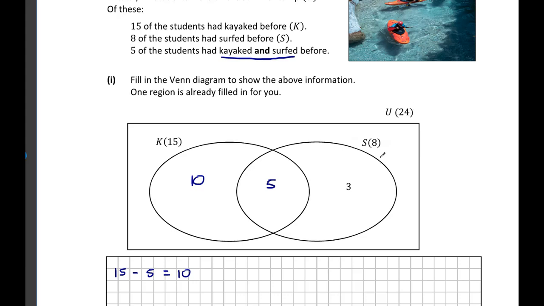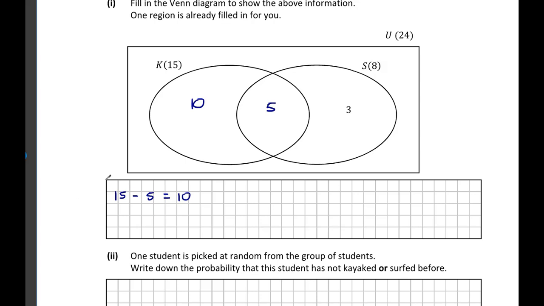So let's find out how many had neither kayaked nor surfed before. So just write down 24 minus 10 minus 5 minus 3, or as we said, 10 plus 5 plus 3 is 18, and we could take that away from 24. Anyway, when you do this, you're going to get 6. So we know 6 people did not do any of the activities before. I'll just put this in red so it stands out now.